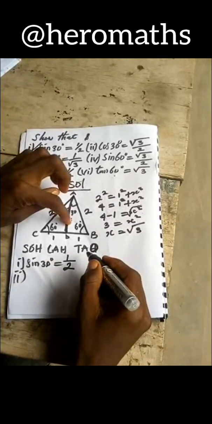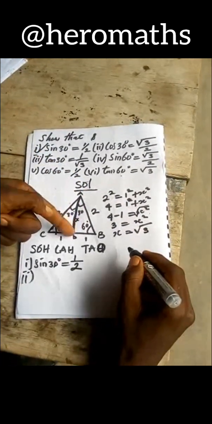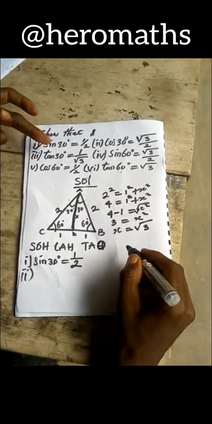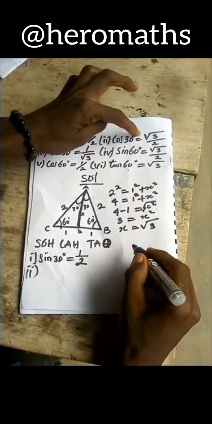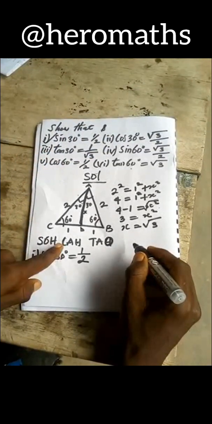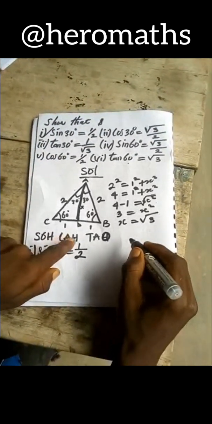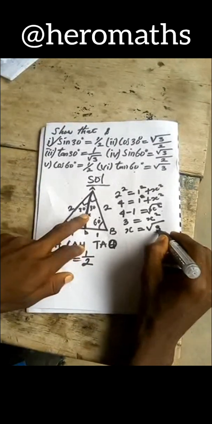Now our adjacent is root of 3. Anywhere we are supposed to use the adjacent, we use root of 3. Then the cos theta is said to be root of 3 divided by 2, and SOHCAHTOA says cos is adjacent all over hypotenuse. Our adjacent is this, which is x.